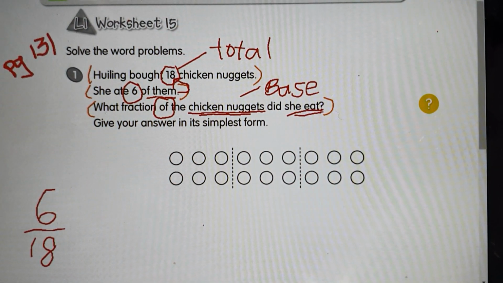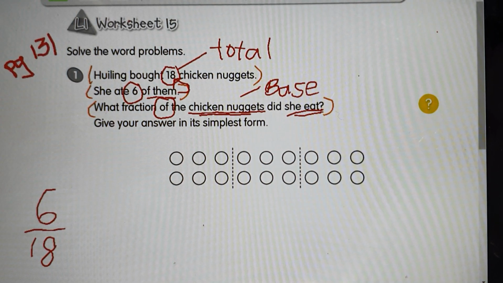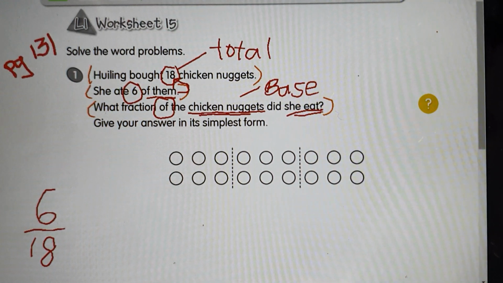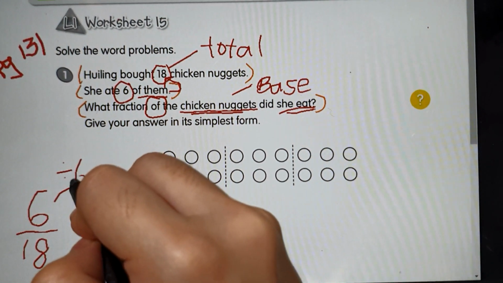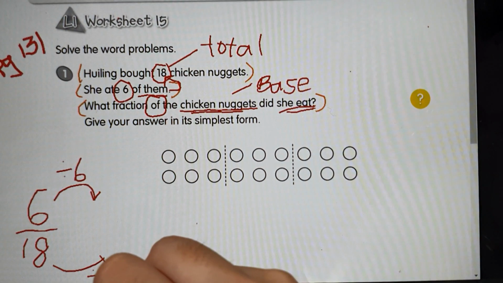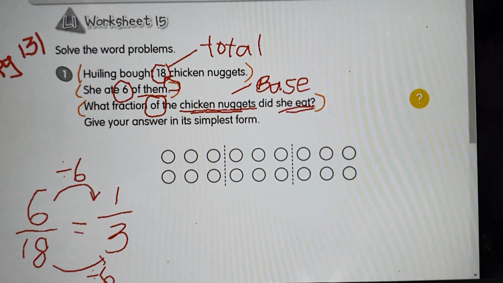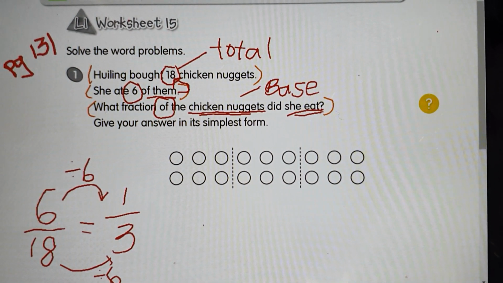So, is this already in the simplest form? How can you further simplify 6 out of 18? That's right, you can divide both the numerator and denominator by 6. Which will give you 1 out of 3. So, 1/3 of the chicken nuggets were eaten.